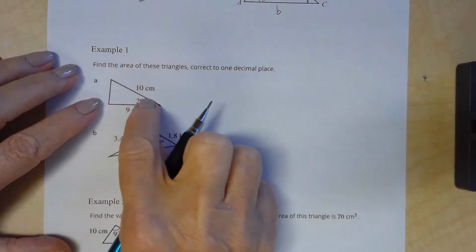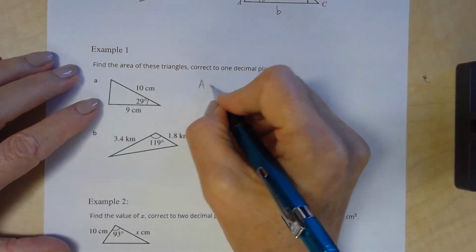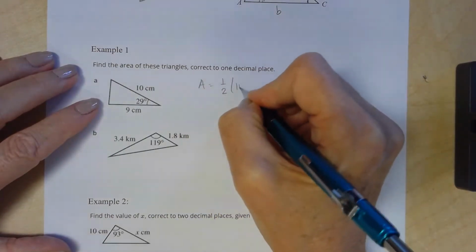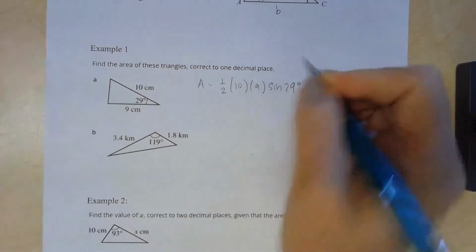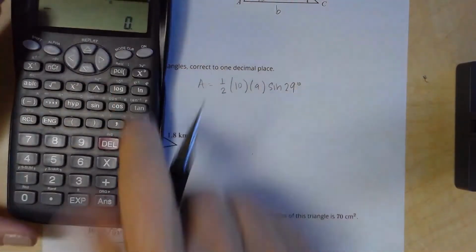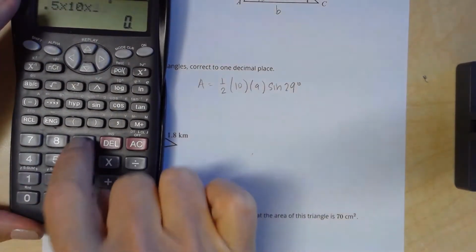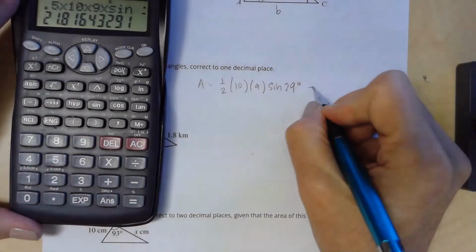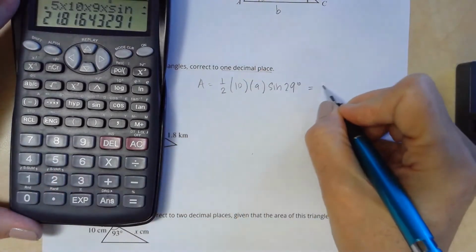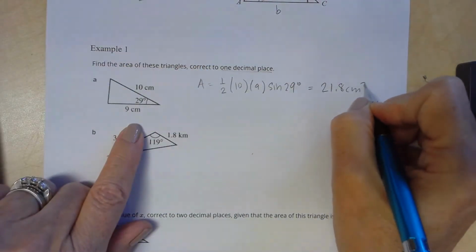I have an angle that's included between two sides. So the area is going to be 1/2, 10 times 9 times sine of 29 degrees, and I just type it straight in. 0.5 I'll use because it's easier, times 10 times 9 times sine of 29. This is one decimal place, so I'll use that. 21.8. Since it's area, it's centimeters squared.